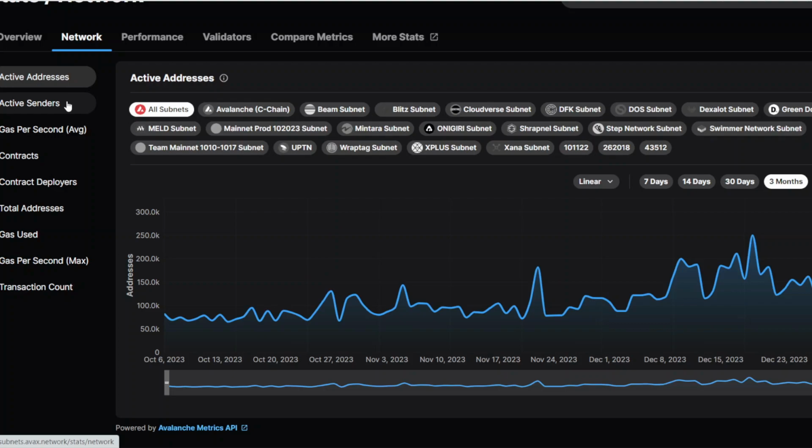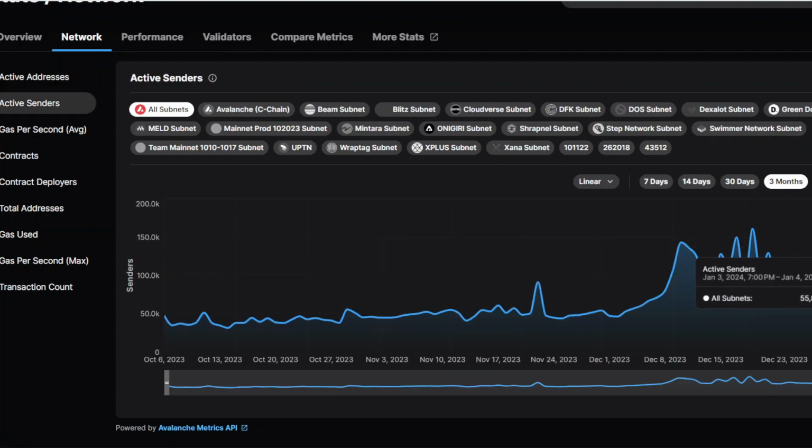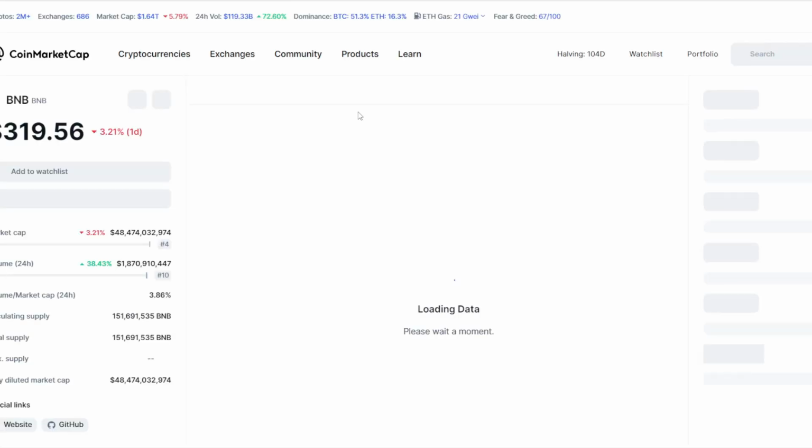But for those who do understand and want to know this information, the number of active addresses is 83,000, and the number of active senders is 55,000, which means that it's really active. It's being traded a lot right now. Now, it was being traded a lot more yesterday because the volume was massive. I don't think anybody saw my video, but the volume was massive for Avalanche. We can still see how much the volume was.